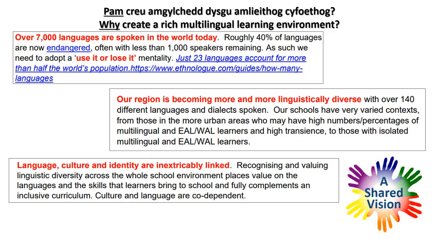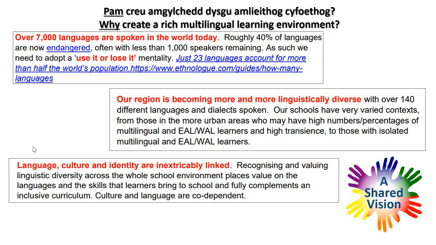quotes here are taken straight from the Multilingualism Toolkit, which unfortunately is just in English. And it talks about why we need to create a rich multilingual environment in our schools. So looking at some of the statistics, there are so many languages in the world today, and we don't want our children to miss out on experiencing the richness that they bring. Our region is becoming more and more linguistically diverse. So the region across sort of South West, Midwest Wales, there are over 140 different languages and dialects spoken.